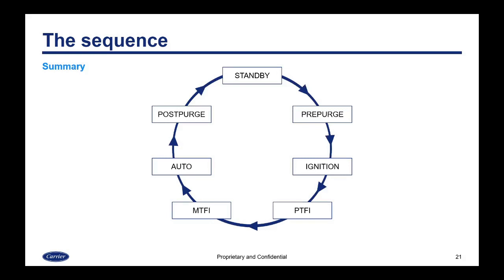So here's a summary laid out like a circle, because it does go in a circle at every cycle. It starts in standby, then goes to pre-purge, ignition, PTFI, MTFI, auto, post-purge, and back to standby, and then the cycle will begin again next time there's a call for heat.